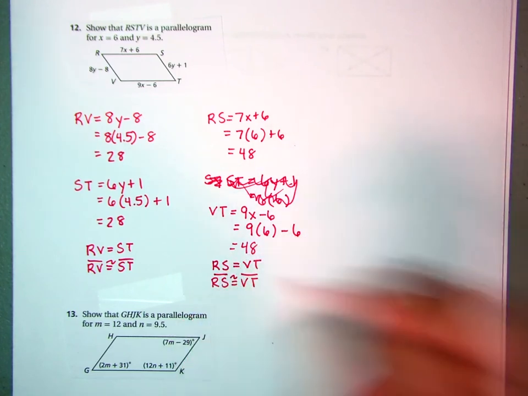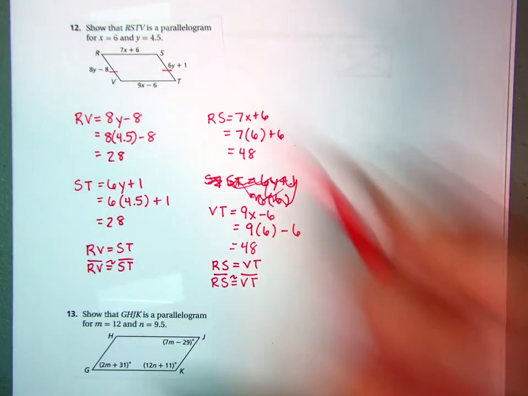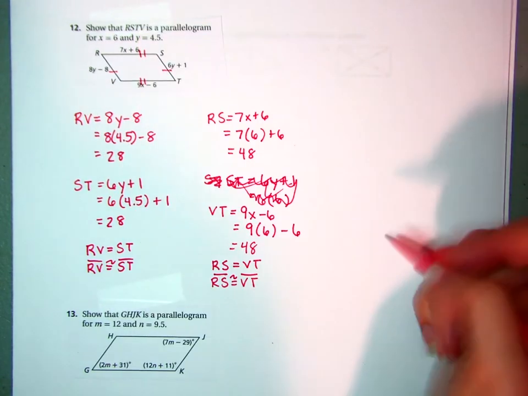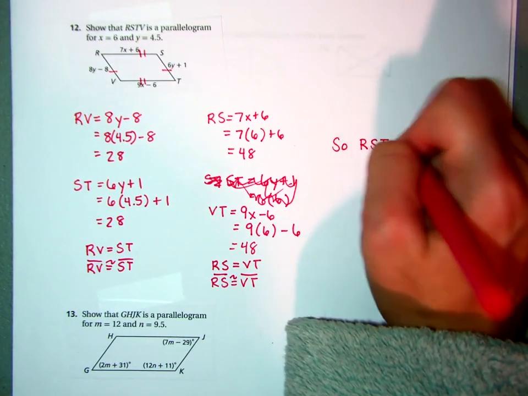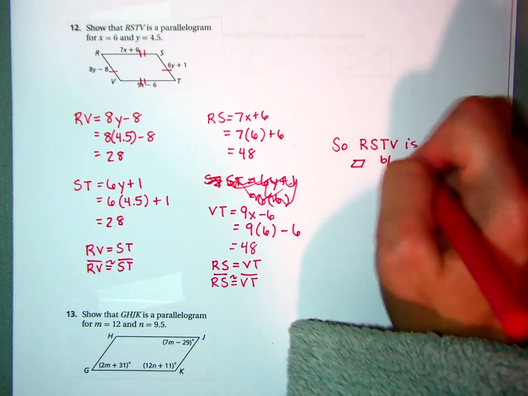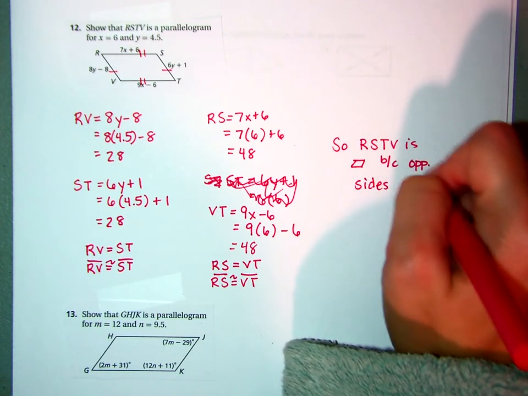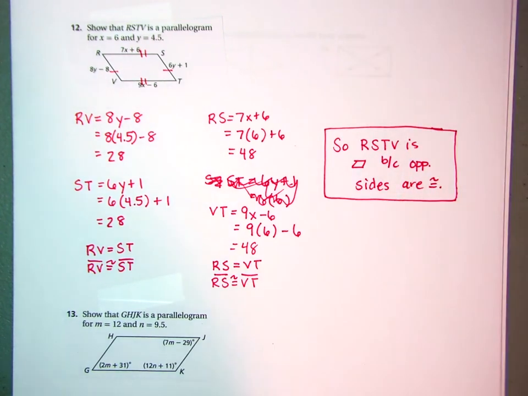So let's look at what we have here. We have that these opposite sides are congruent. We also have that these opposite sides are congruent. So RSTV is a parallelogram because the opposite sides are congruent. Let's move on.